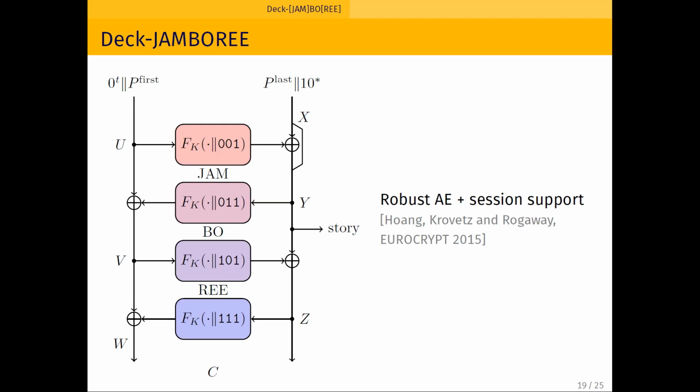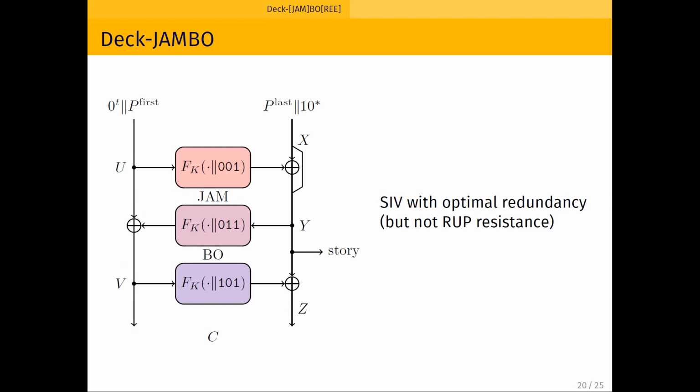And now to finish the tour of the 4 different modes, I'm now removing the last one. So I have DEC Jambo, and with DEC Jambo, I have something that is like SIV, but with optimal redundancy, so it's slightly better than SIV. But since I removed the last round, I don't have resistance against unverified plain text anymore. Okay, so that gives me 4 different modes, 5 if you include deck plane.